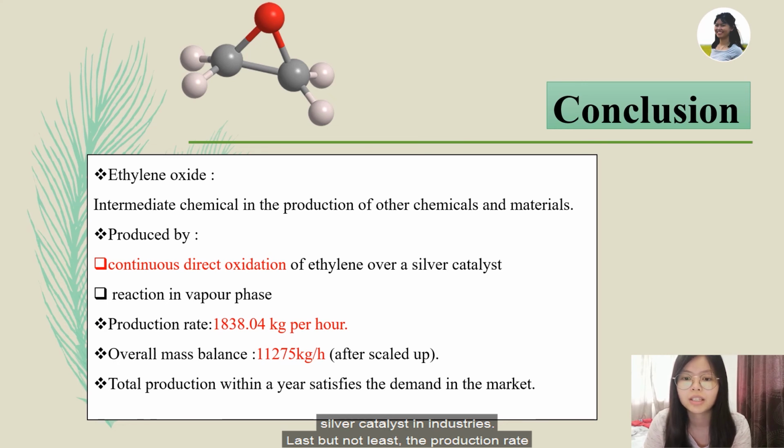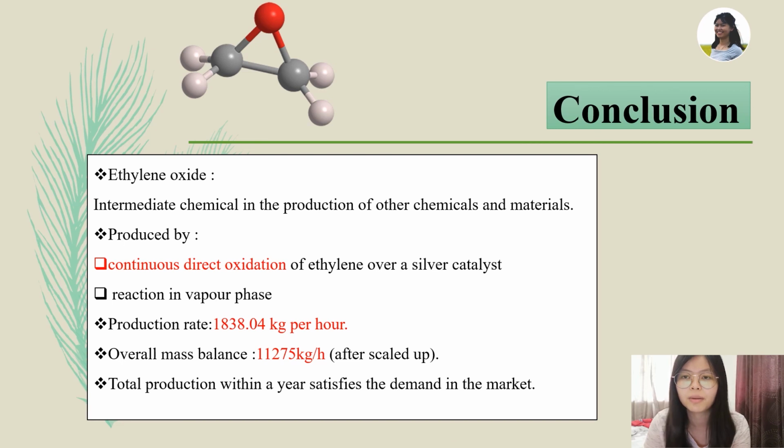Last but not least, the production rate of ethylene oxide by our company is estimated to be 1,838 kg per hour. The overall mass balance for the process is balanced, with each at 11,275 kg per hour after scale up.